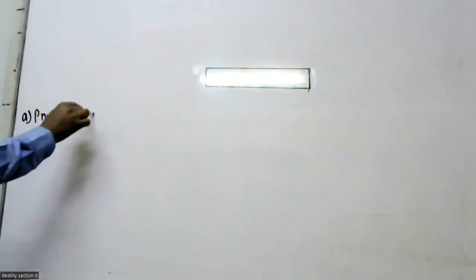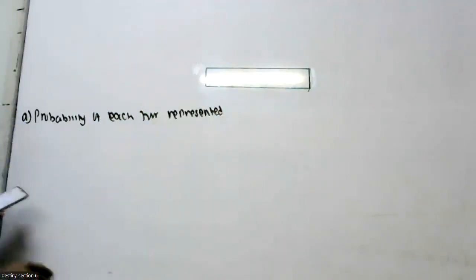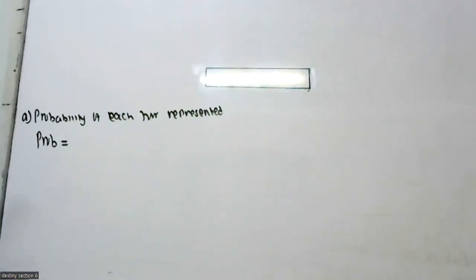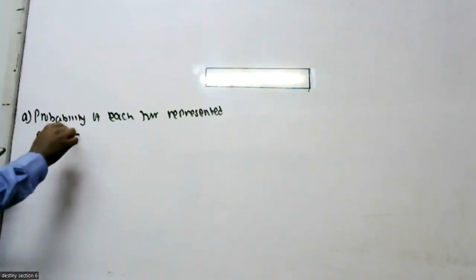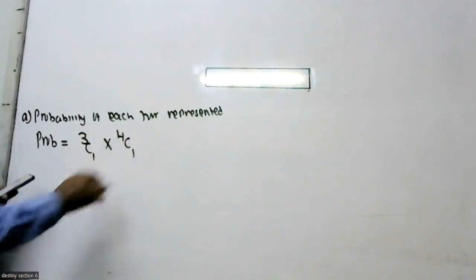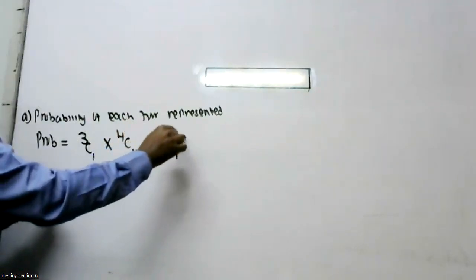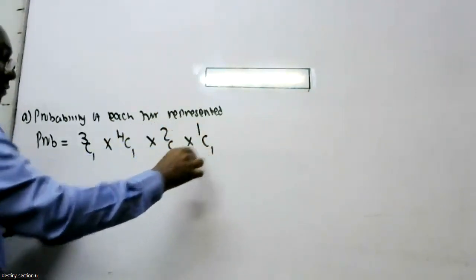A committee of four has to be formed from three economists, four engineers, two mathematicians, and one doctor. What is the probability that each of the four professions will be represented? So now that we have understood it, we can go straight. From the three economists, we have one guy. From the four engineers, we have one. From the two mathematicians, we have one. And from one doctor, we have one.